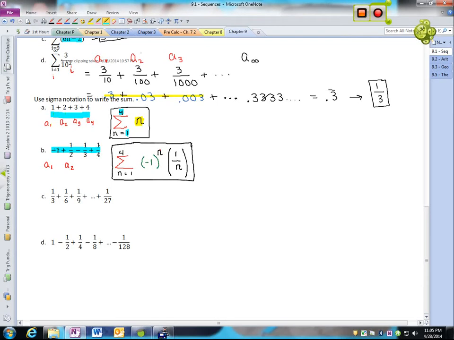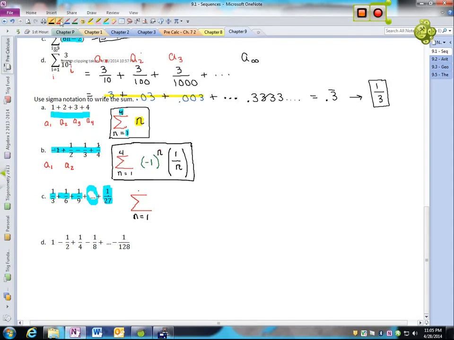Okay, on the next one, I have 1, 2, 3. Uh-oh, there's a dot, dot, dot. I don't know what term this 1/27th is. So I can go ahead and start my sigma notation. I know that it starts at the first term, so n is 1, but I'm not really sure what this upper bound is yet, because I don't know what this 1/27th term is.